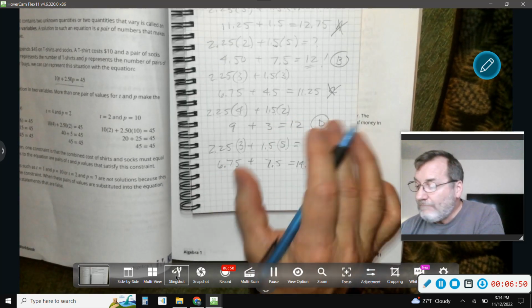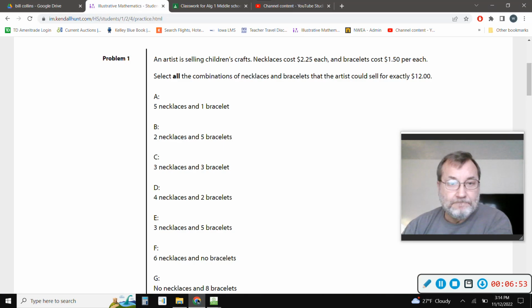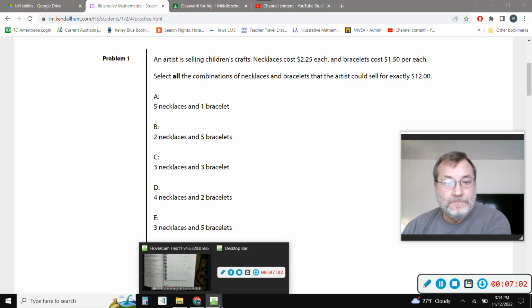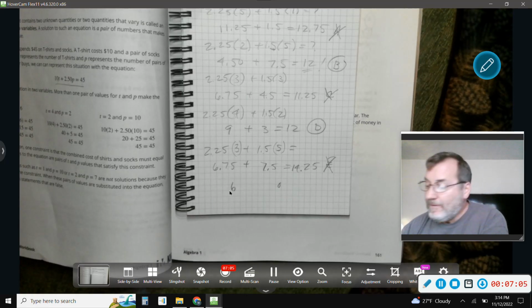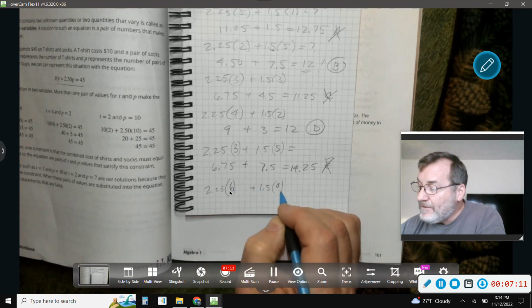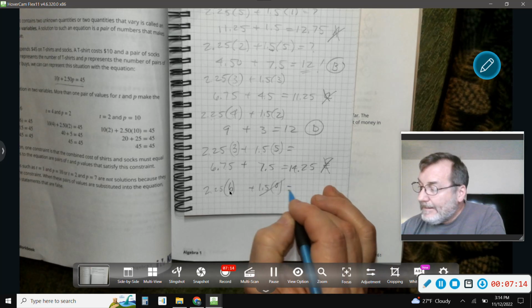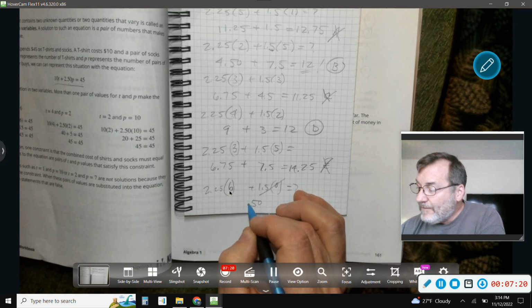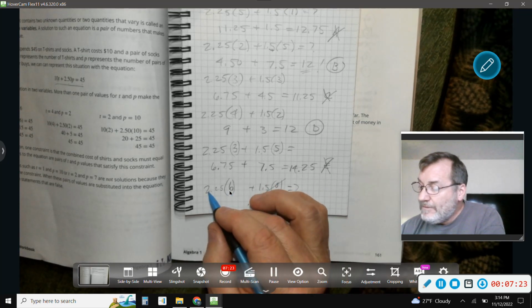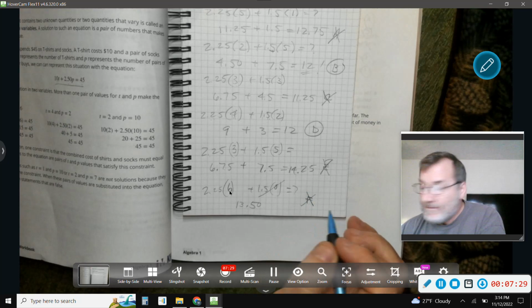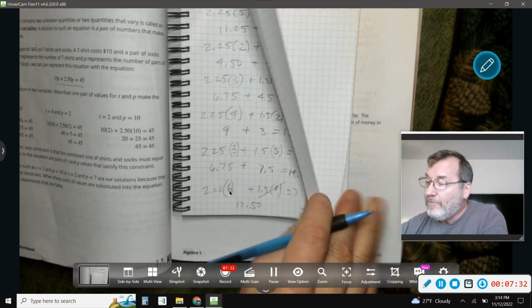Okay. Let's go ahead on Foxtrot. F is 6 and no bracelets. So 6 and 0. And so we're going to have 2.25 times 6 plus 1.5 times 0. So that one just simply goes away. And we're going to see what that equals. Well, 6 times this, 6 quarters is $1.50. 6 times 2 is 12, plus 1 is $13.50. So Foxtrot doesn't work. It's not $12. All right. Moving on.